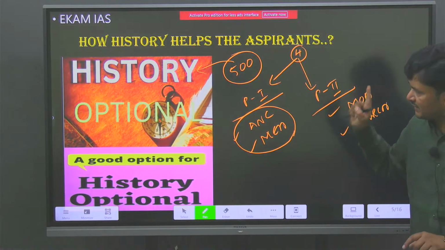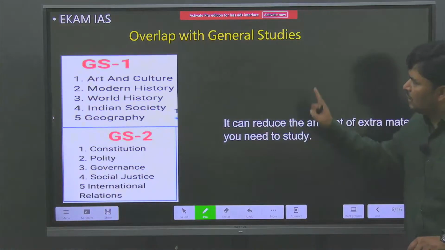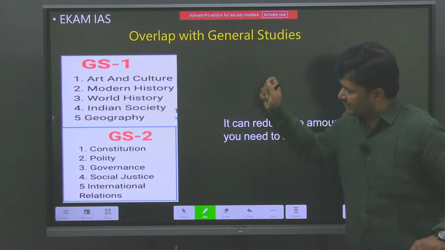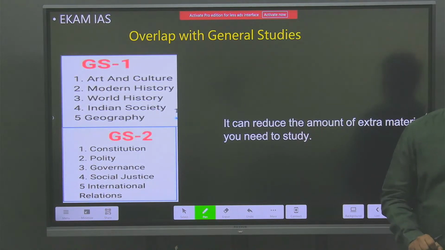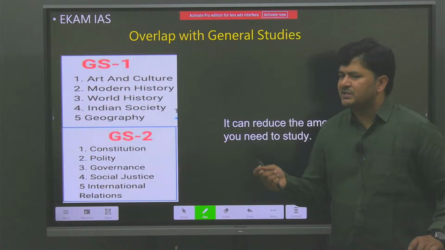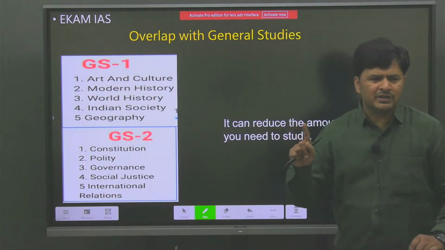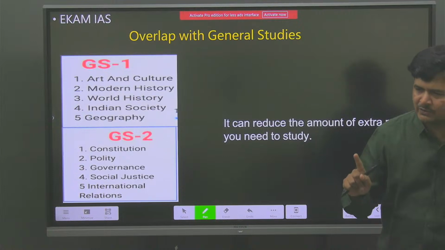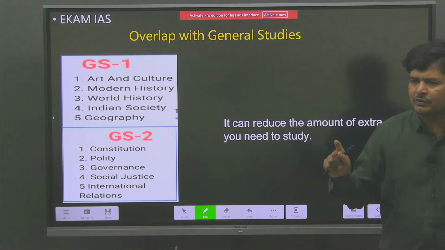So if you select history as an optional, what are the advantages? History optional syllabus overlaps with general studies. Strictly speaking, if someone asks the question, what is the difference between general studies syllabus and history optional syllabus? I would say only one answer. I have been saying this particular answer right from 5 years ago. 5 years ago, I started history optional. Only one answer.